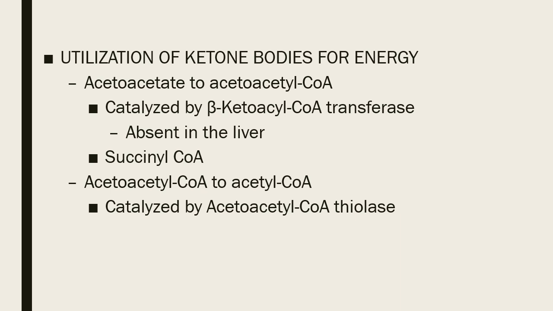In this case, you have to use succinyl coenzyme A to activate acetoacetate into acetoacetyl coenzyme A. You need succinyl coenzyme A to activate acetoacetate to produce acetoacetyl coenzyme A, and the succinyl coenzyme A is converted into succinate. Then acetoacetyl CoA is converted into acetyl coenzyme A, catalyzed by acetoacetyl coenzyme A thiolase.